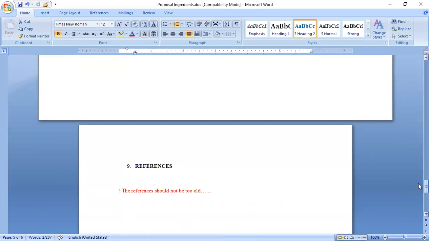It is more important to understand the value of references. We must add references that are currently published, the latest work, that can be more effective. So these are some contents, titles and subheadings that can be part of any research proposal.